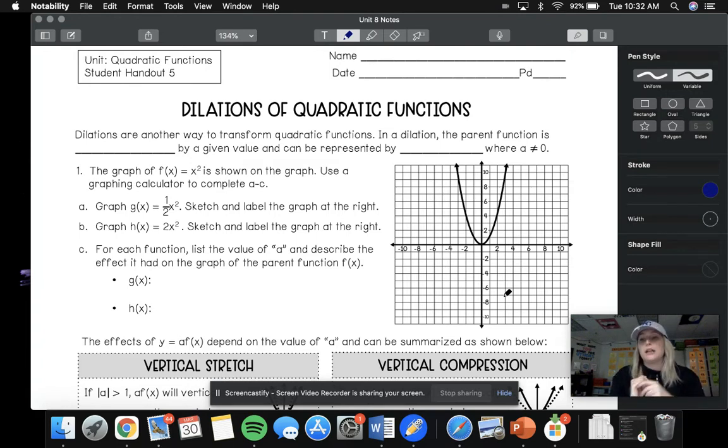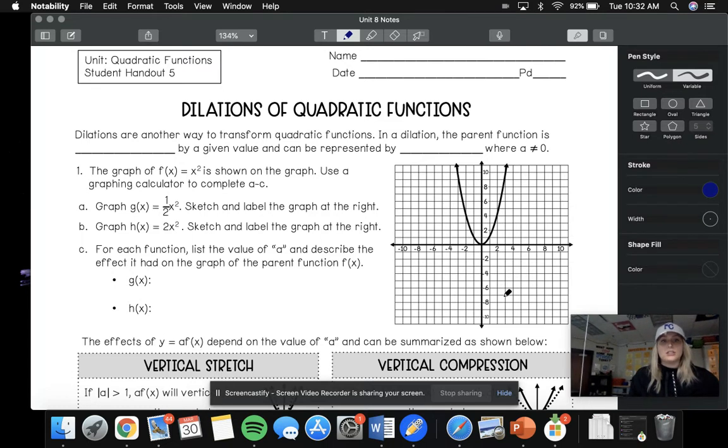Just like if you go to the eye doctor and you dilate your eyes, it kind of changes the size of your eyeballs or your pupils. And so today we're going to talk about how we can make the size of our quadratic, our parabola, different shapes or different sizes. Okay, so dilations are another way to transform quadratic functions.